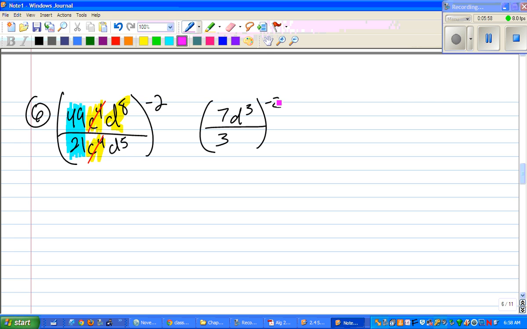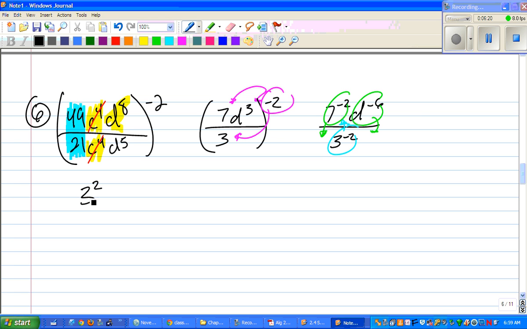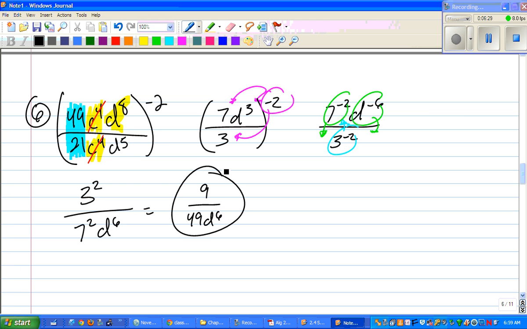So go ahead and distribute that to everything, and you're left with 7 to the negative 2, d to the negative 6, 3 to the negative 2nd. If your exponent's negative, drop it like it's hot. If it's already on the bottom, bring it to the top. 3 squared over 7 squared, d to the 6th, which equals 9 over 49, d to the 6th power.